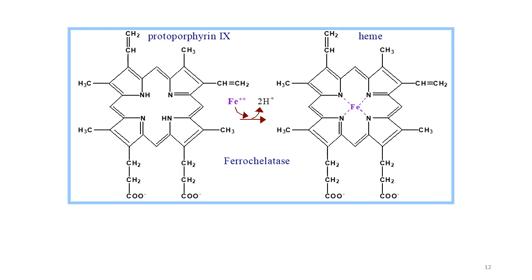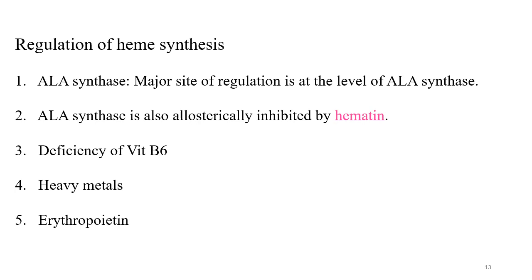Thus, we see that this heme formation is a very important process, and it also needs what we call regulation. So there is regulation of heme synthesis, and these are the five major sites where heme synthesis regulation takes place. The first site is that of the ALA synthase enzyme. ALA synthase is an allosteric enzyme, and it is inhibited by hematin formation. So whenever hematin concentrations increase, ALA synthase enzyme will be inhibited from its action.